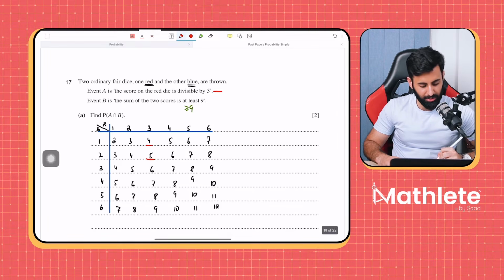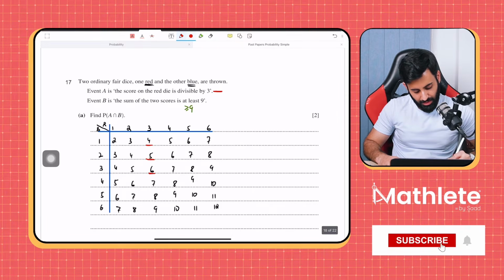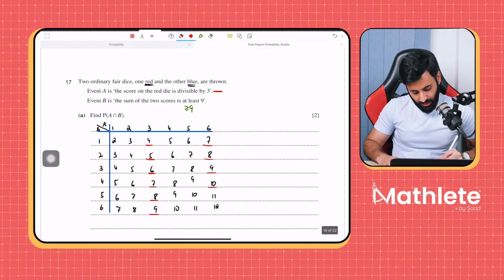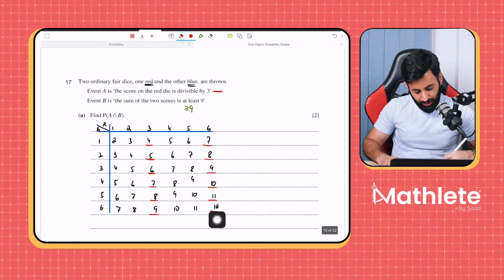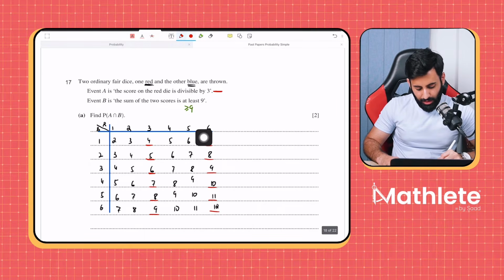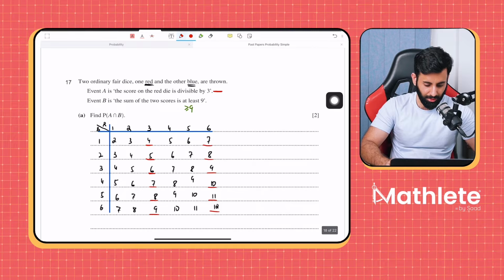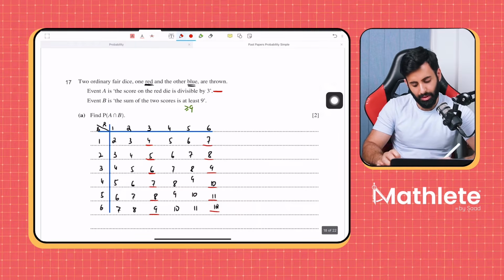Here, getting 5 means that the score on the red die is divisible by 3: 5, 6, 7, 8, 9. And here also 7, 8, 9, 10, 11, 12. Why? Because these are all the numbers that we get when the score on the red die is 6, and these are all the numbers that we get when the score on the red die is 3. And why 3 and 6? Because 3 and 6 are numbers that are divisible by 3. Any questions so far? If yes, feel free to ask. If not, then let's underline event B also.